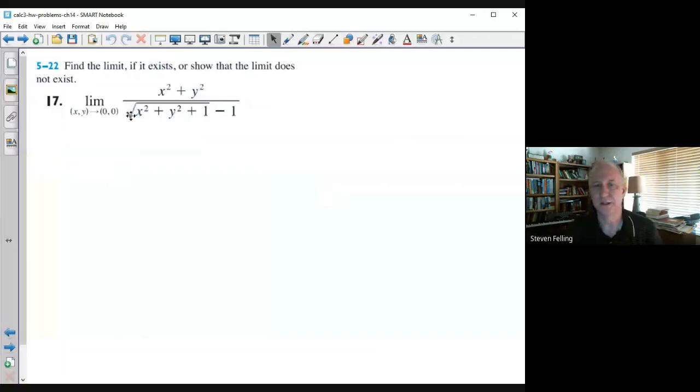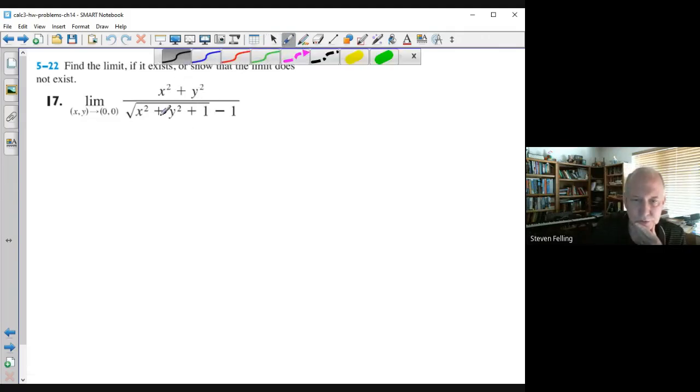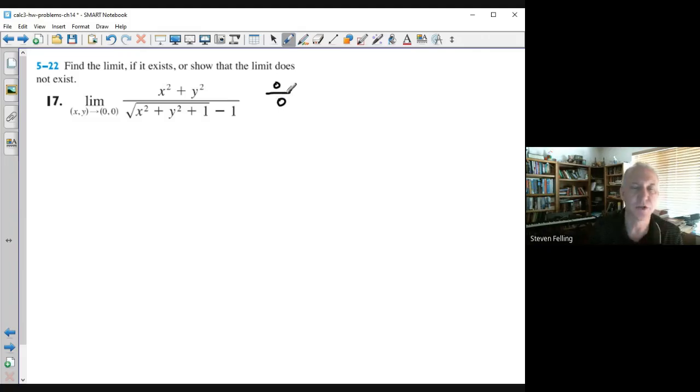Let's see, 14.2, 17. Make sure I'm talking about the right problem here. Yeah, okay. Whenever you have a limit like this, we always try plugging in first, right? And if we plug in, we're going to get 0 over... Actually, in this case, I think, yeah, we could say 0 over, oh, that's the problem. It's going to be 0 on the top, and this is going to end up being 1 minus 1 is 0. So we're going to have to check paths, right?